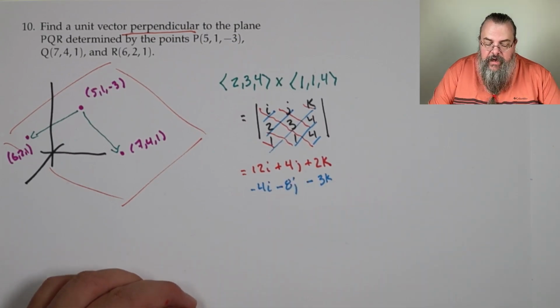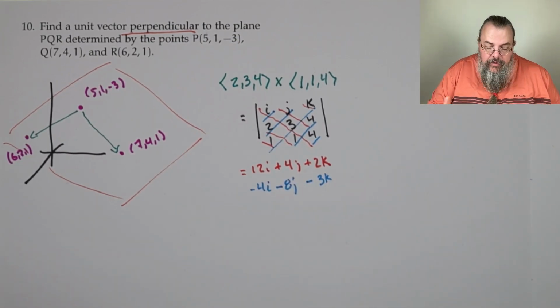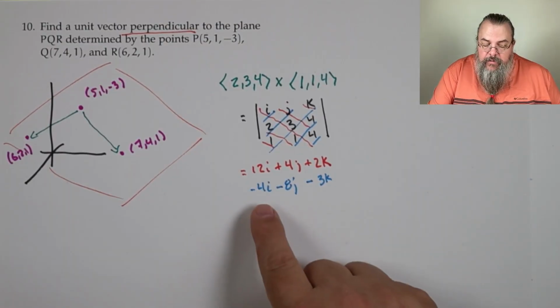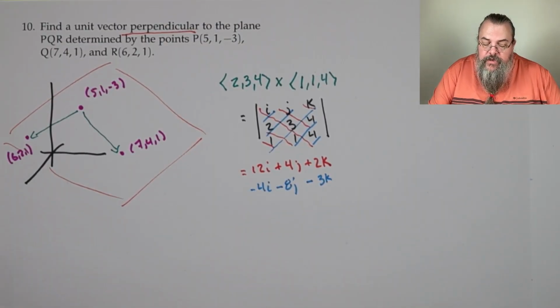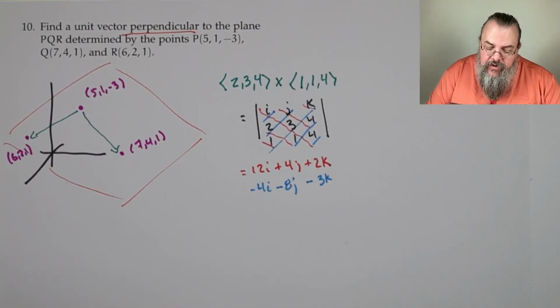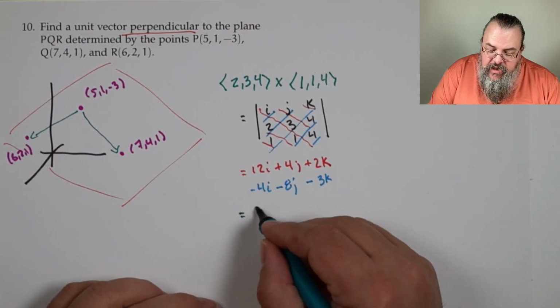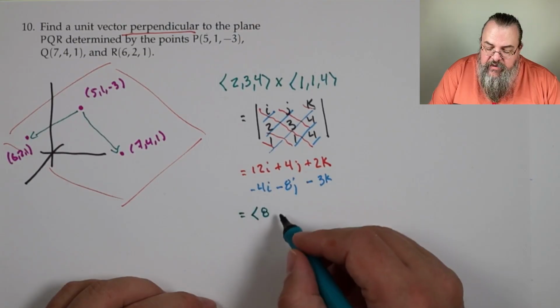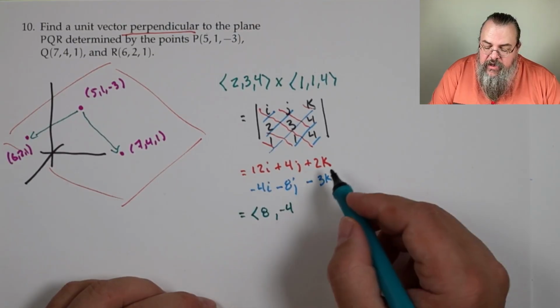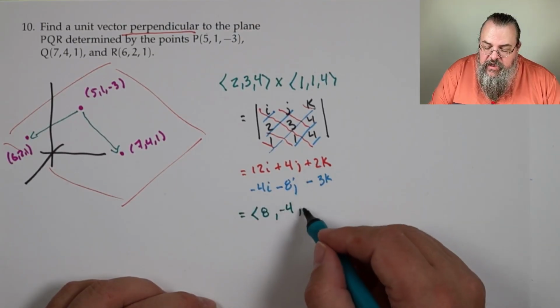And so what do we have? Well, we now gather we have 12I minus 4I, which means that in our first slot, we're going to have 12 minus 4, which is 8. And then in our second slot, we'll have 4 minus 8, which is negative 4. And our last slot, 2 minus 3, is negative 1.